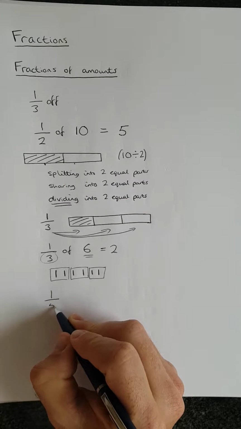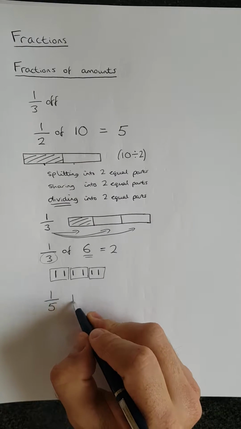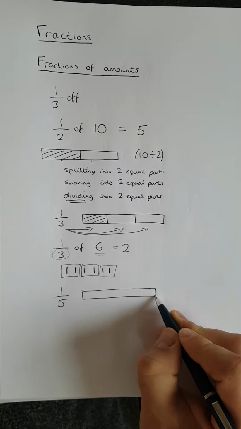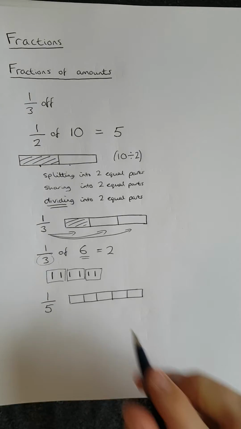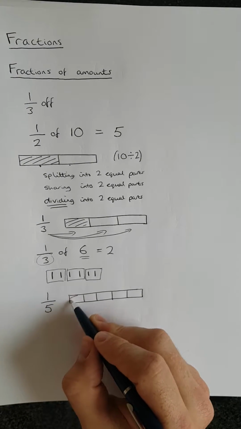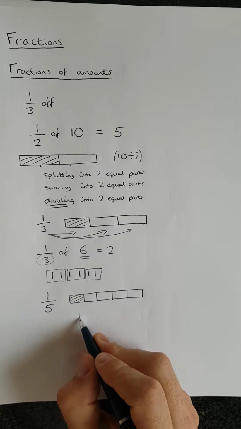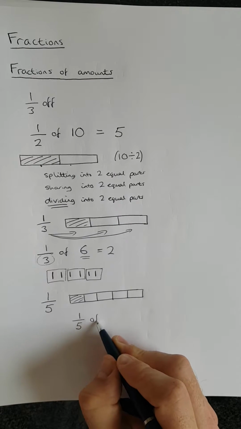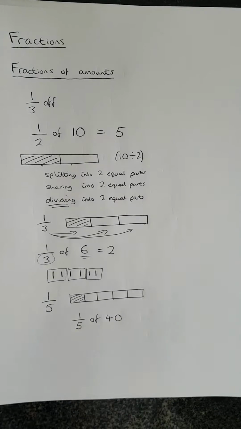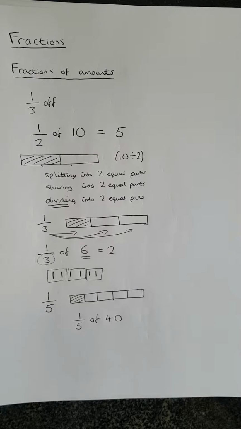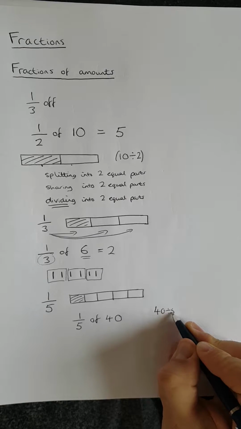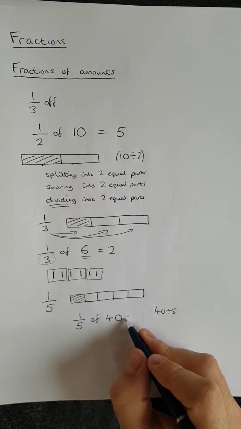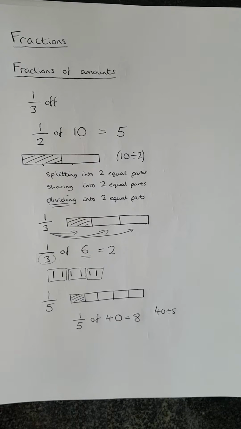So, finding a 1/5 of something would be taking the whole and dividing it into 5 equal pieces and finding 1 of those. So what is 1/5 of 40? Well, that's going to be 40 divided by 5, which gives me an answer of 8.